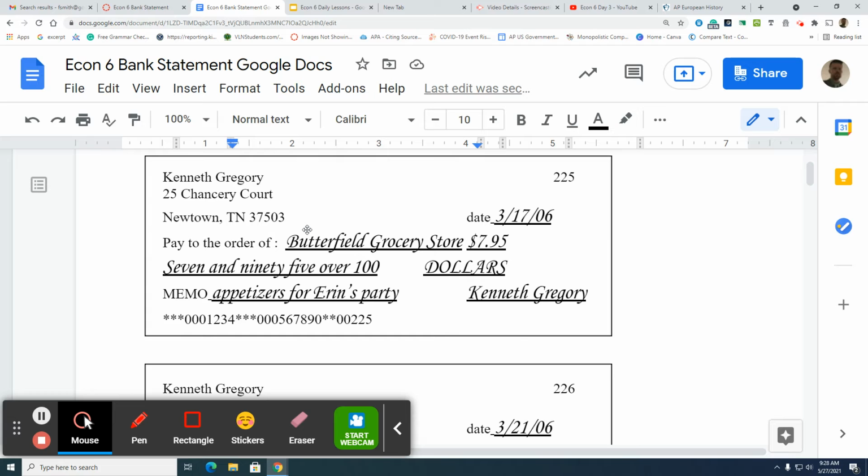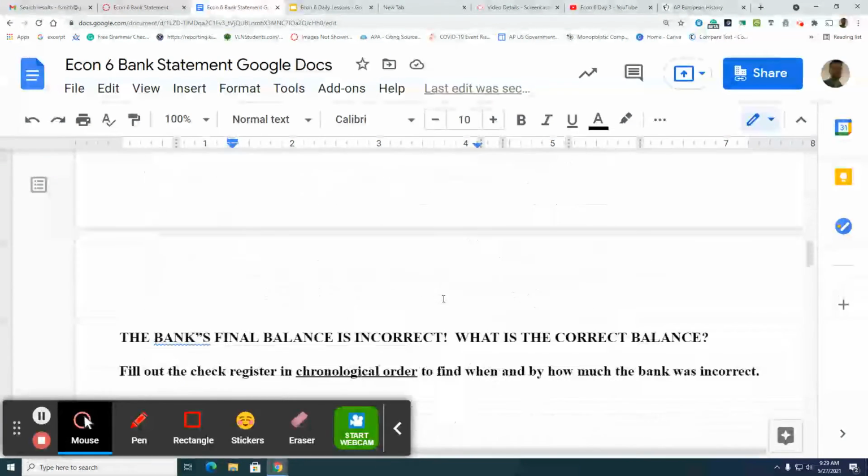And so each of these, as you can see, has where it's made to. He even put a little memo down here. And financial experts will say it's best to have as much information as possible for your own memory and records, because you don't always remember everything perfectly. So it's best to write things down. And so we'll take this information, Butterfield grocery store, down below.